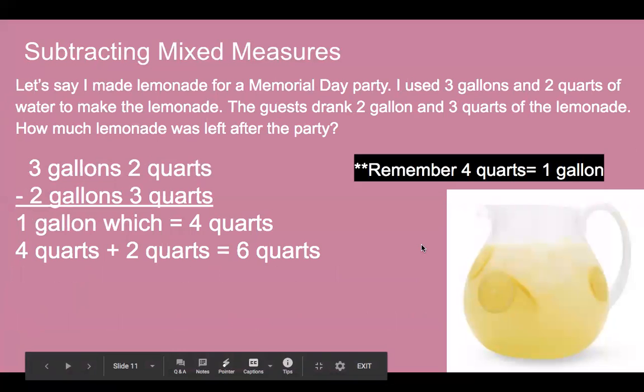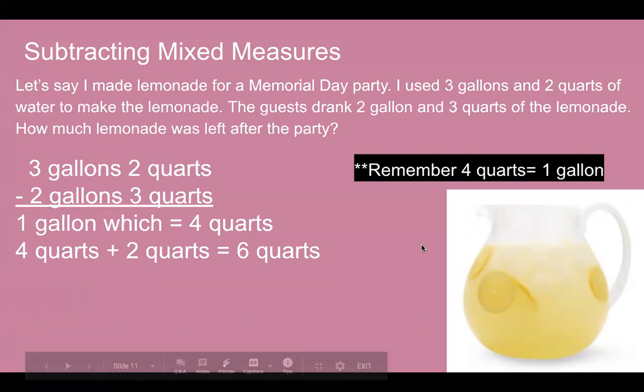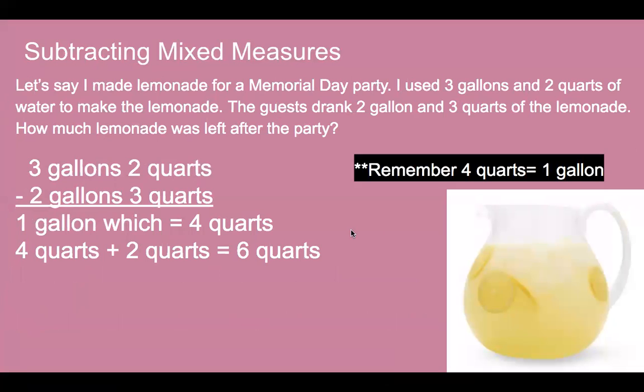All right, so this last one is a little tricky again because there is going to be some regrouping. So I'm going to show you how to do that. There are a couple of strategies. I'm only going to show you one, but if another way works for you, that's fine. But this is the way that I would probably approach it.